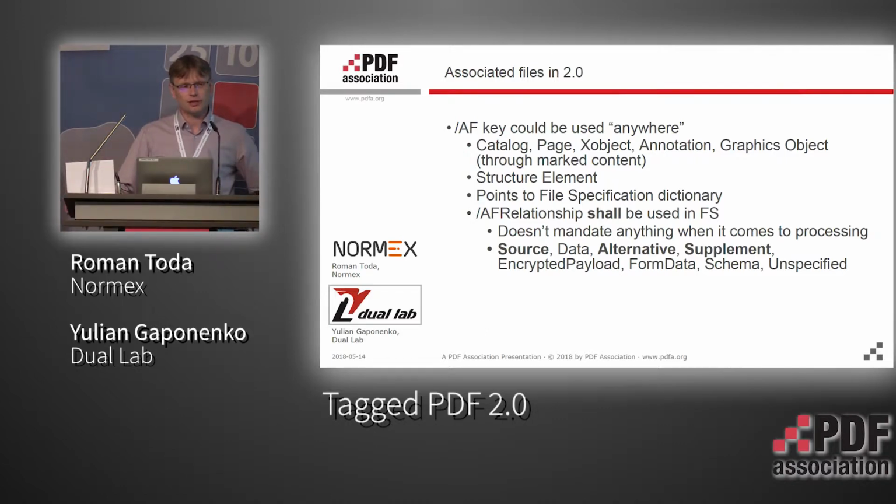The existence of AF relationship doesn't mandate anything when it comes to processing. So the processor can decide what it wants to do with it. But again, it's additional information you provide when you are developing a system based on tagging. This ensures that you have a language that helps you capture everything that's inside the original file.